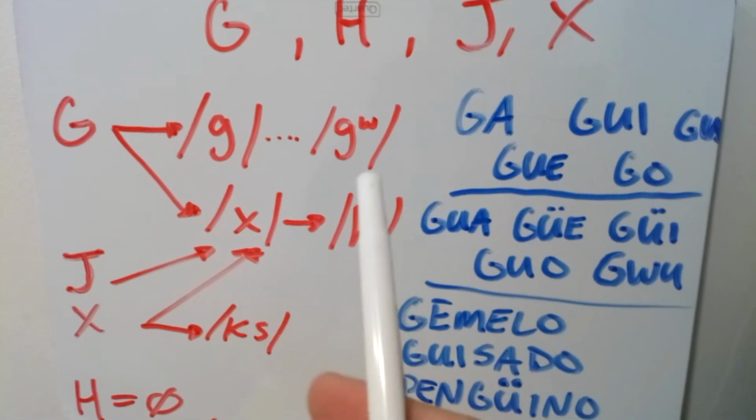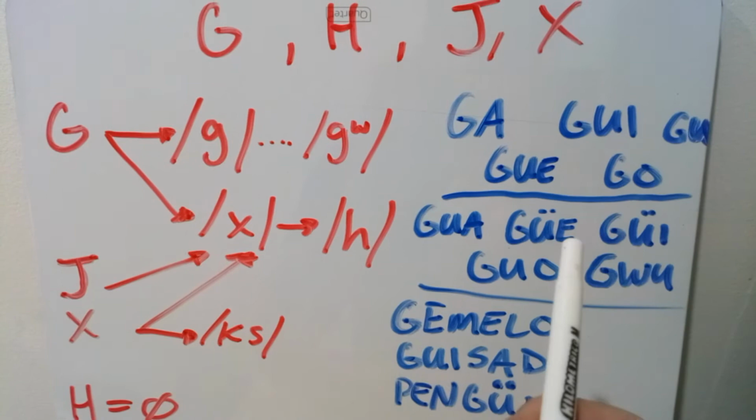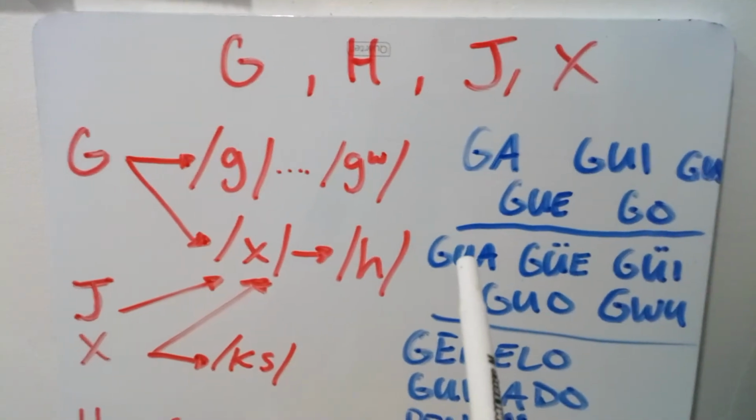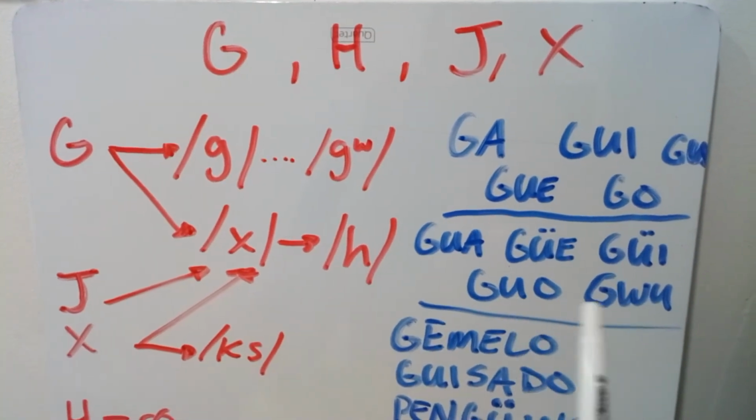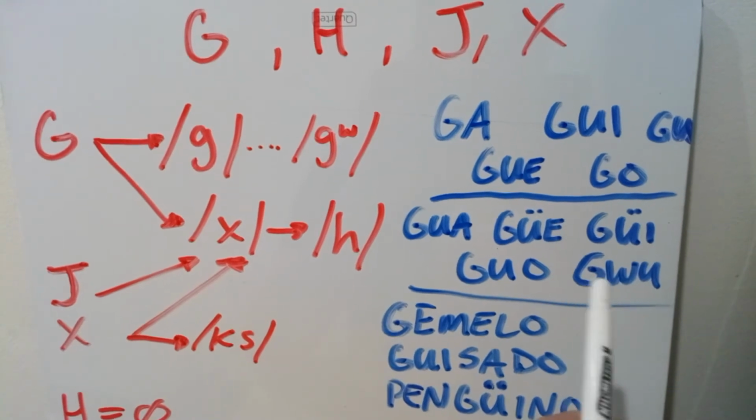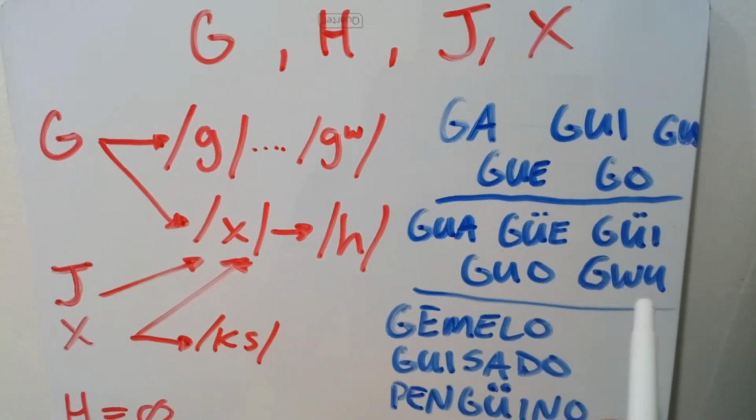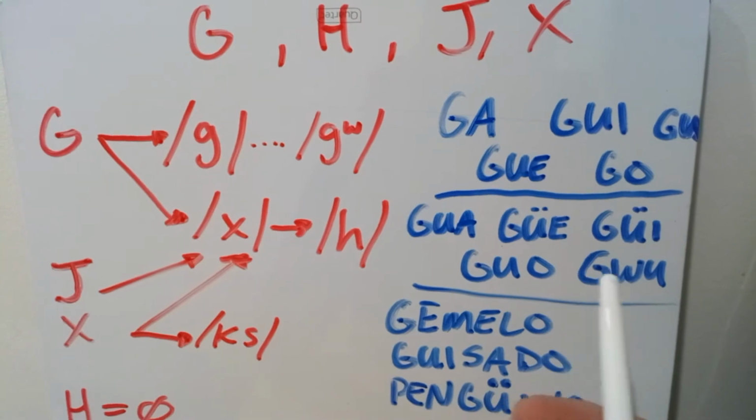And in other times, it'll make a gua sound, especially when it's spelled like this: gua, gue, gui, guo, and gu, right? Which gu doesn't exist unless you spell it out like gua, gu, right?